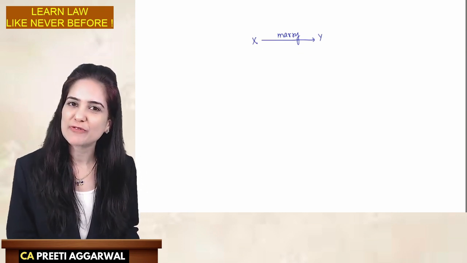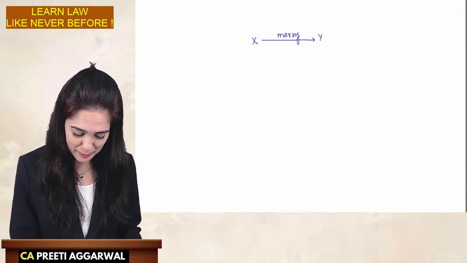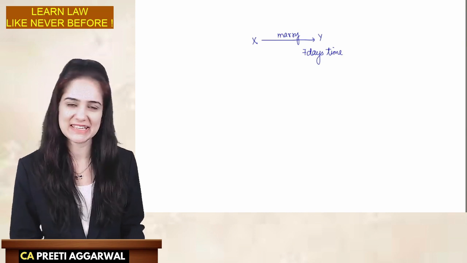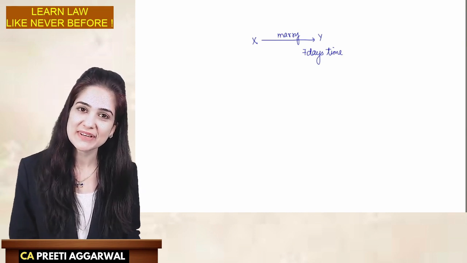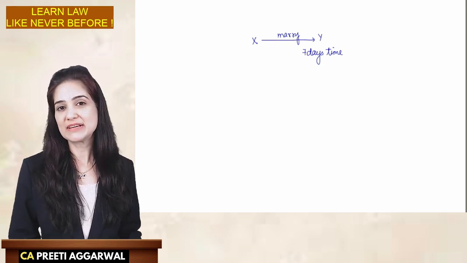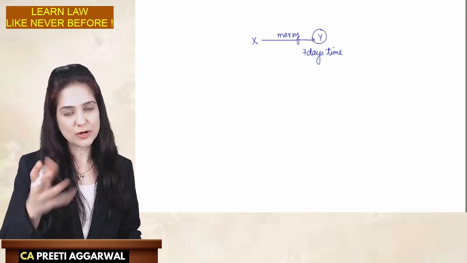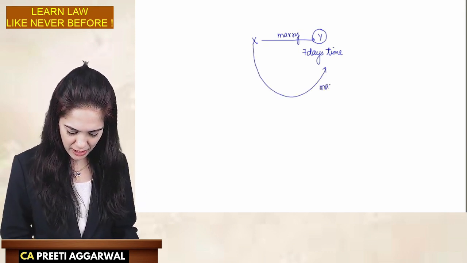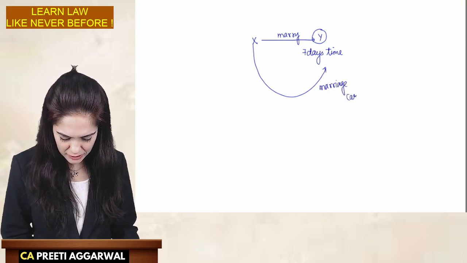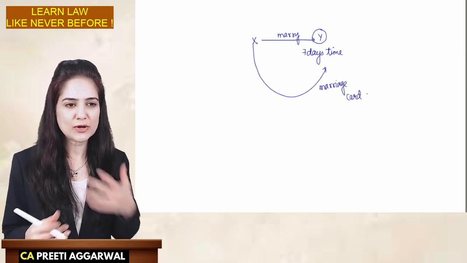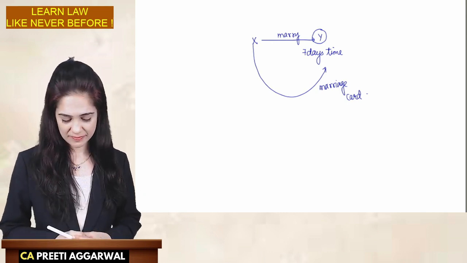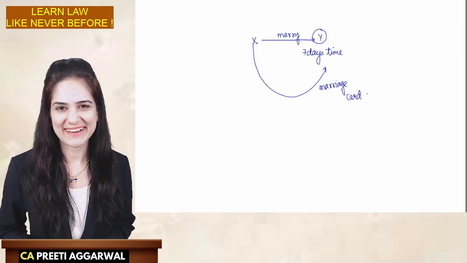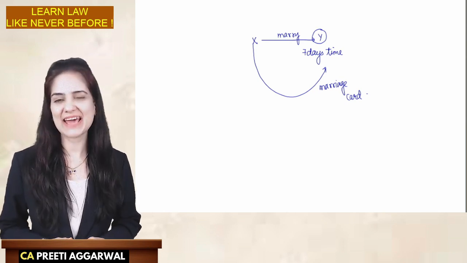X proposed to Y. "Will you marry me? Please reply in 7 days' time." This is a variation that we are discussing. Y did not reply. After 7 days, X came with their marriage card and Y is like, huh? "But I did not tell you anything. I did not commit. I did not accept your offer." X said, "I thought that your silence is your yes. I thought that your silence is accepted. Maybe you're feeling shy."